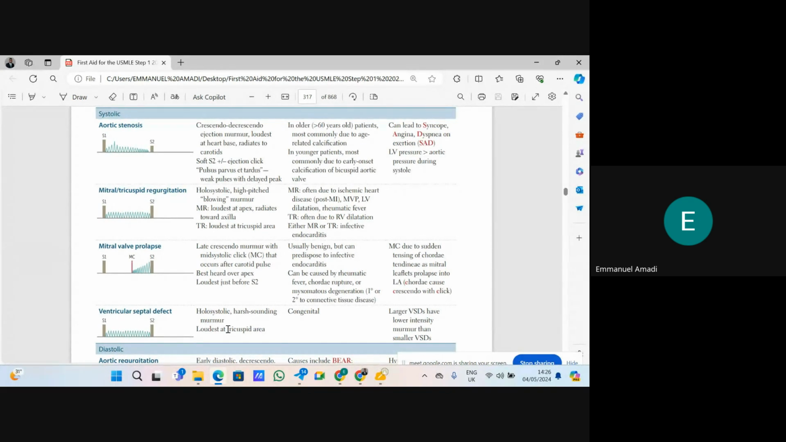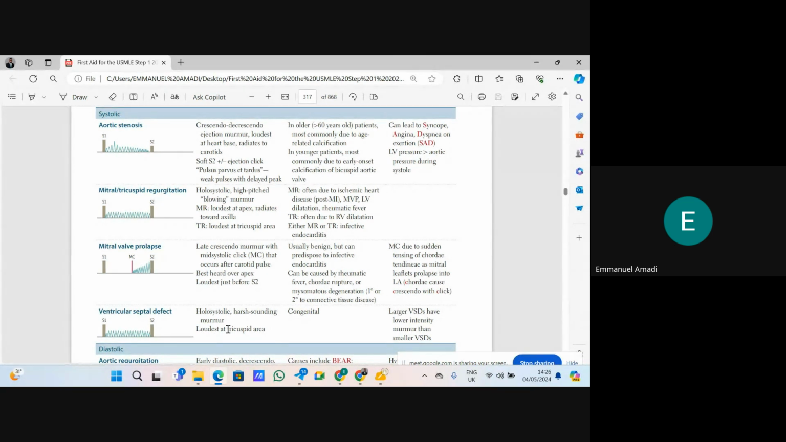Now, there are two causes of aortic stenosis, depending on the age at which you see it. If I see aortic stenosis in an older patient, especially above the age of 60, it is caused by calcification of that valve. But if I'm seeing aortic stenosis in a younger patient, maybe 40 or thereabout, it is caused by a bicuspid aortic valve. You can see a bicuspid aortic valve in certain conditions, such as Turner syndrome. These people will definitely have aortic stenosis at a very early age.